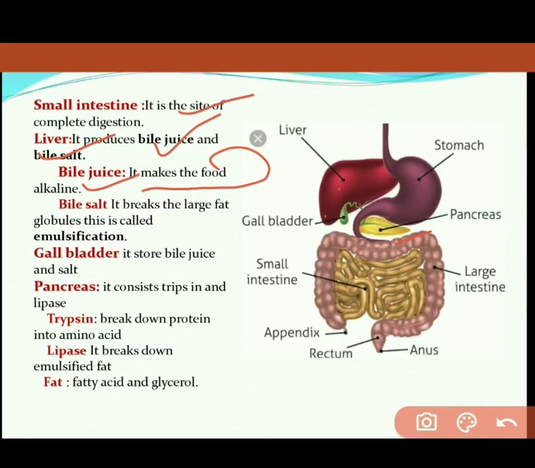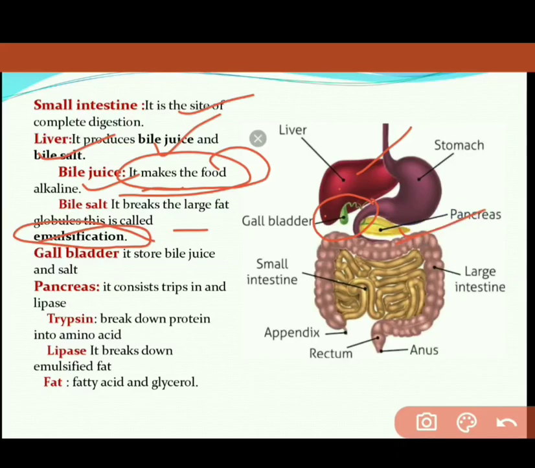Once the food reaches the stomach, it is acidified, and further that is neutralized by the bile juice. Bile salt breaks the large fat globules into small globules, and this process is called emulsification. And the gallbladder stores the bile juice and bile salt which are secreted by the liver.